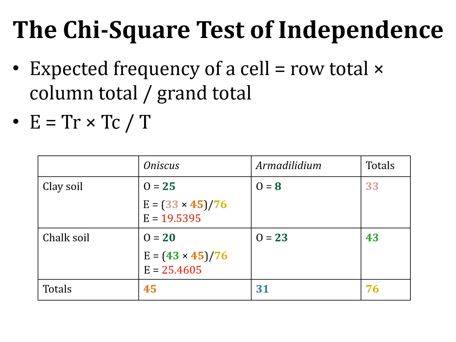And then the next cell is the number of Armadillidium in clay soil, and the observed frequency is 8. What is the row total here? The row total here is 33, and what is the column total? It is 31. So 33 into 31, and then it is divided by 76. So the expected frequency here is 13.4605. And then we have the last cell, which is Armadillidium in chalk soil. The observed frequency is 23. And how do we calculate the expected frequency? 43 into 31. So 43 is the row total here, and 31 is the column total here. These are multiplied, and then the answer is divided by 76, and the expected frequency is 17.5395. So this is how we calculate our expected frequencies in a contingency table when we have to apply a chi-square test of independence.